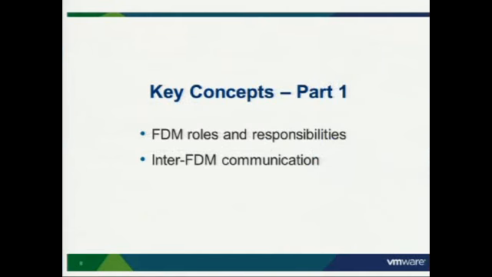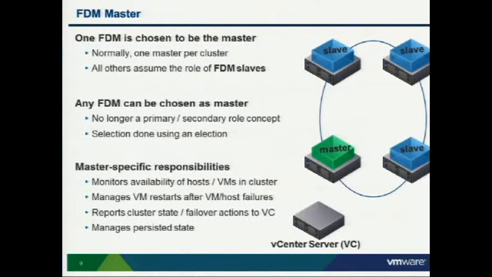Okay, so now let's look at two of the key concepts. One of FDM roles and responsibilities, and the second about inter-FDM communication. Okay, so in 5.0 we have two HA agent roles, master and slave. Any FDM can become a master. A master is selected through an election. Normally you're going to have one master in your cluster, and all the other agents are going to assume the role of FDM slave.